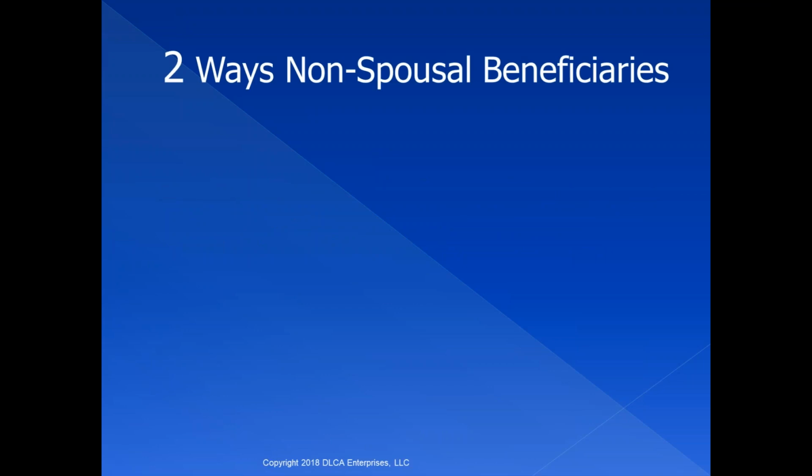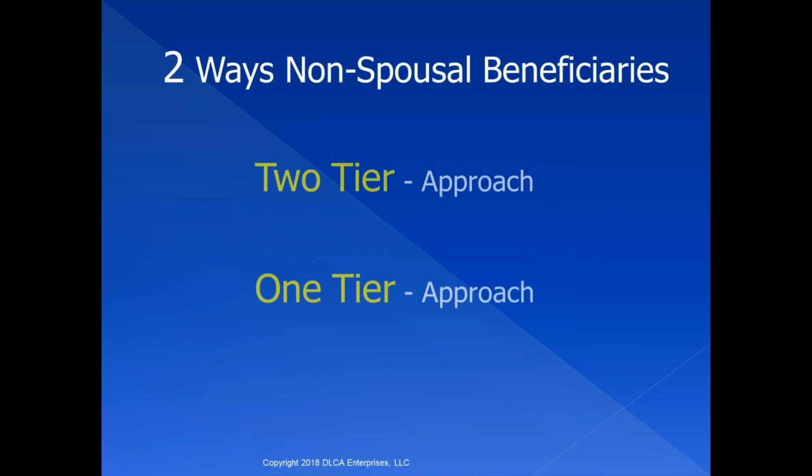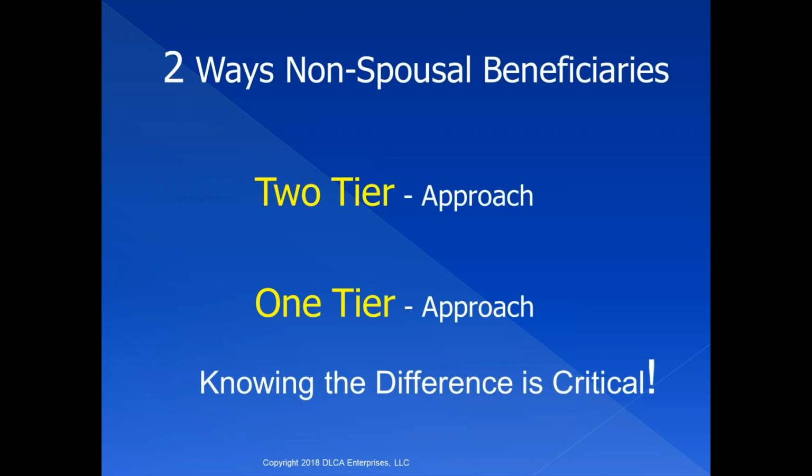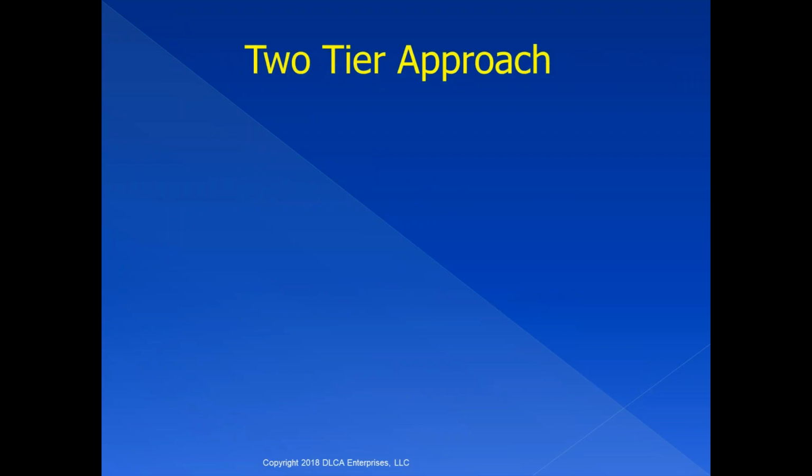So there's two ways to set up these non-spousal beneficiaries for the children and grandchildren. One approach is called the two-tier approach, and this is how 99% of these beneficiary forms are, and I'll show you in a minute. The other and better approach is called a one-tier approach. Now, knowing the difference between these two approaches is really going to be critical for your client's success. So I'm going to go through the two-tier approach first.